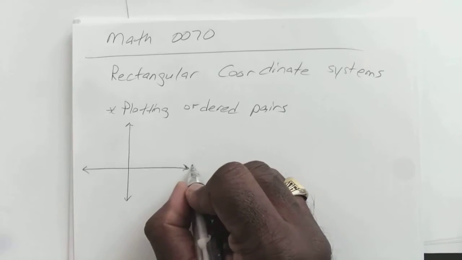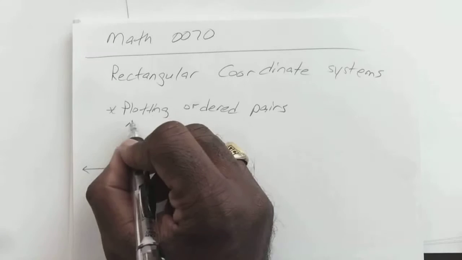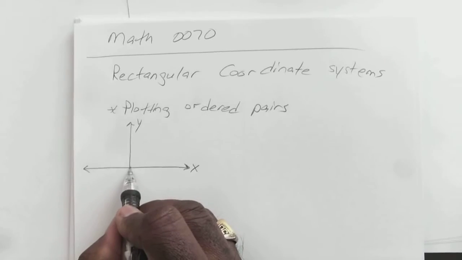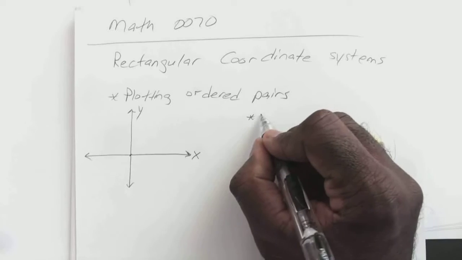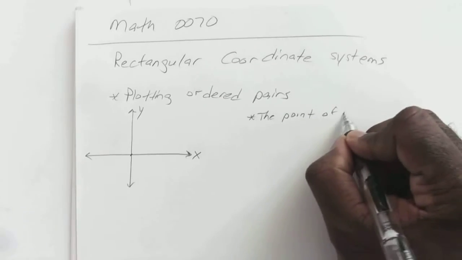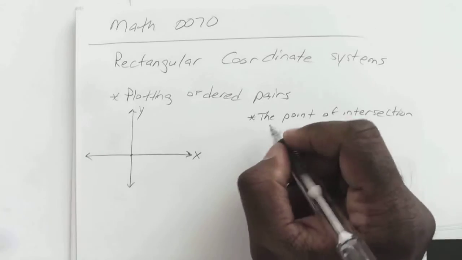Okay, so the axis going from left to right, that's our x-axis. And the axis going up and down is our y-axis. Okay, now the point where they intersect, that's the origin. Is the origin.